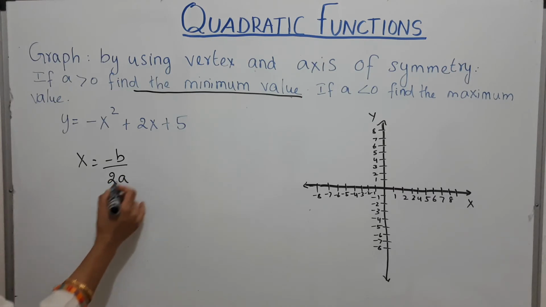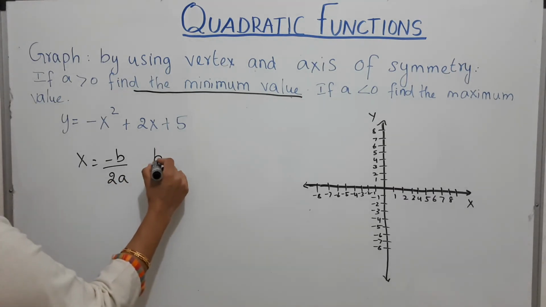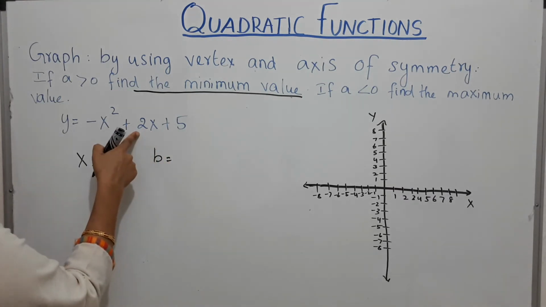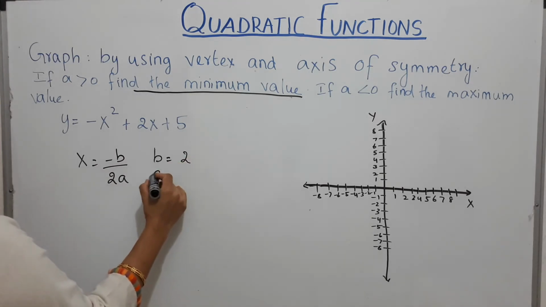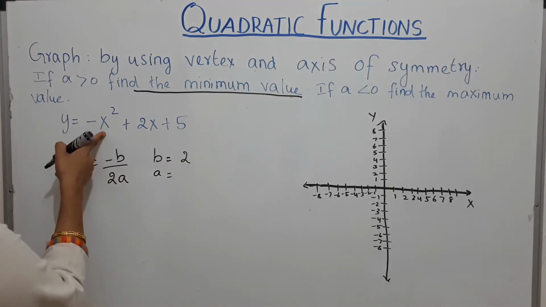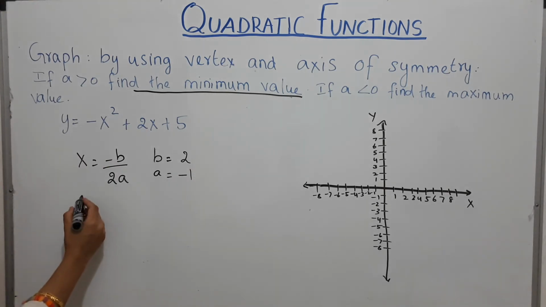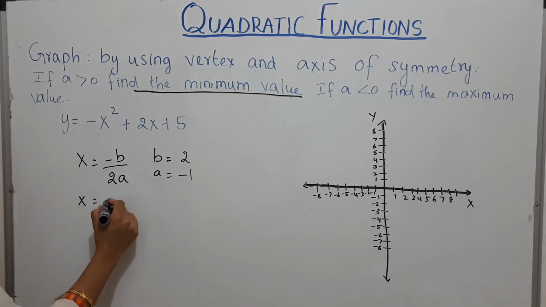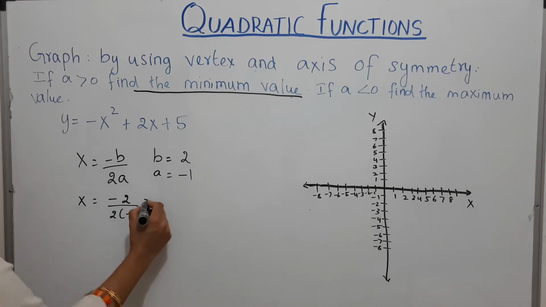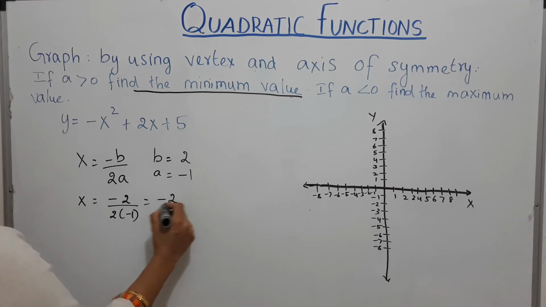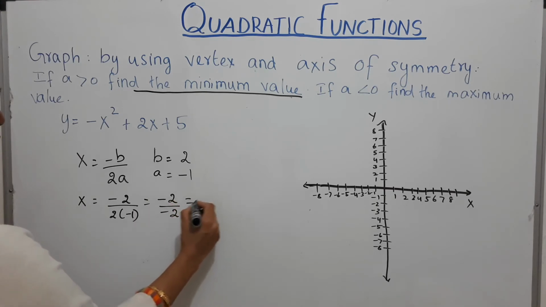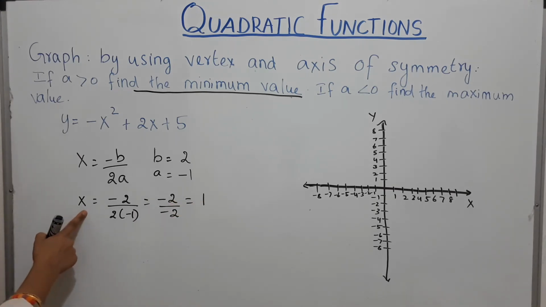Okay, so x is equal to minus b over 2a. The b value equals the coefficient of x, which is 2, and the a value equals the coefficient of x squared, which is negative 1. So let us substitute in here. So x is equal to minus 2 over 2 times minus 1, which is equal to negative 2 over negative 2, which is equal to 1. So the axis of symmetry is equal to 1.